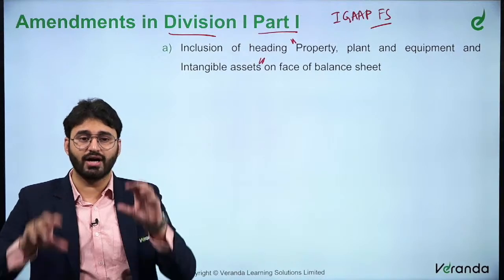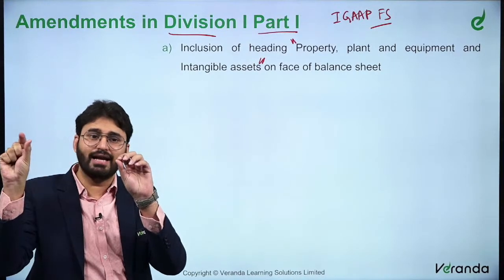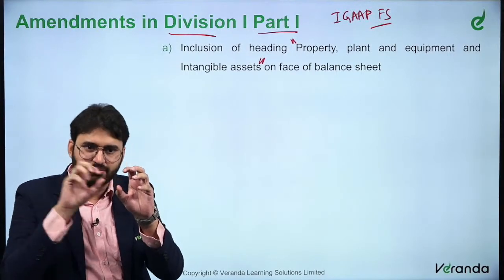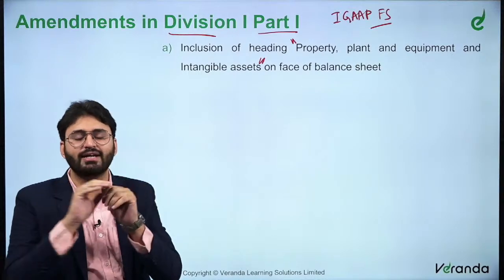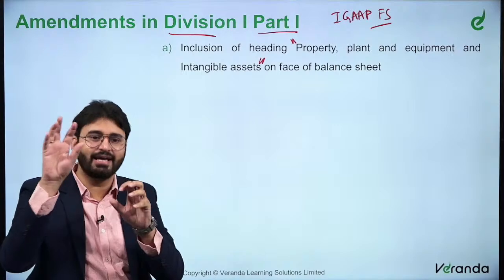Now you have to use the heading. So under the face of the balance sheet, property, plant and equipment and intangible assets. Under that, you will have your tangible assets, intangible assets, capital work in progress and intangible assets under development, right? So these 4 things will come. So your heading has been changed.